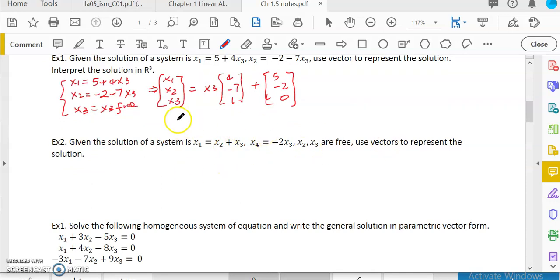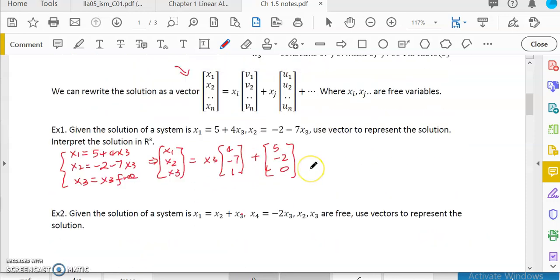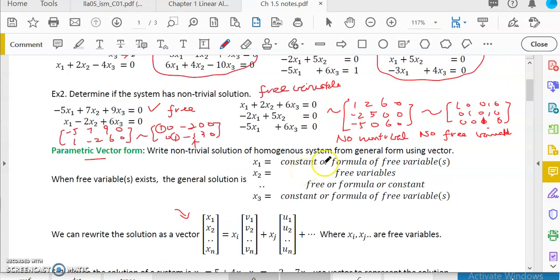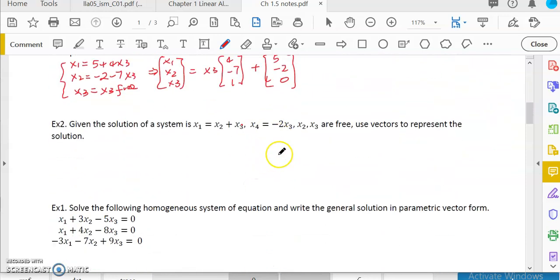What about if after I solve a system, it's like this? This most likely is a solution of a homogeneous system. Usually in a homogeneous system, the right-hand side, even after you do row reduction, is still 0. So you don't expect any constant to show up in your solution. So let's write it vertically. x1 is equal to x2 plus x3. So it has two terms. And then x2 is free, so you keep it. x3 is free.